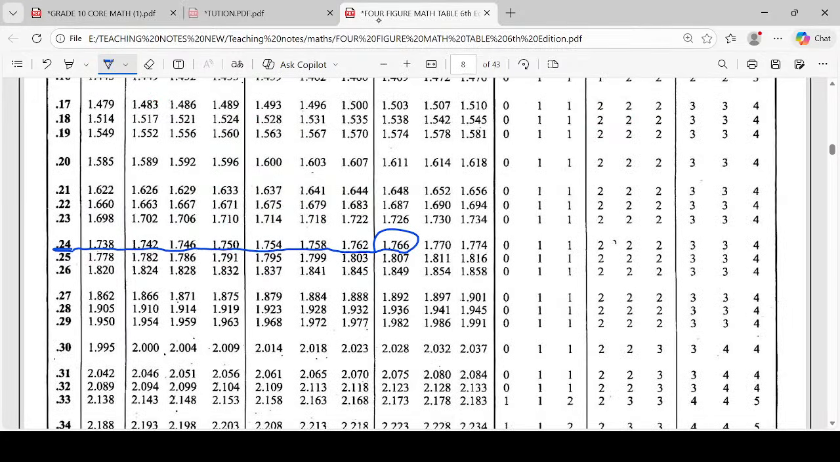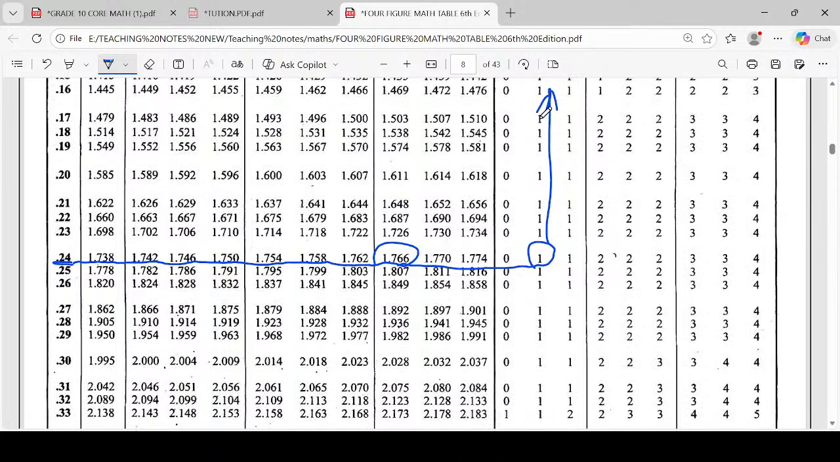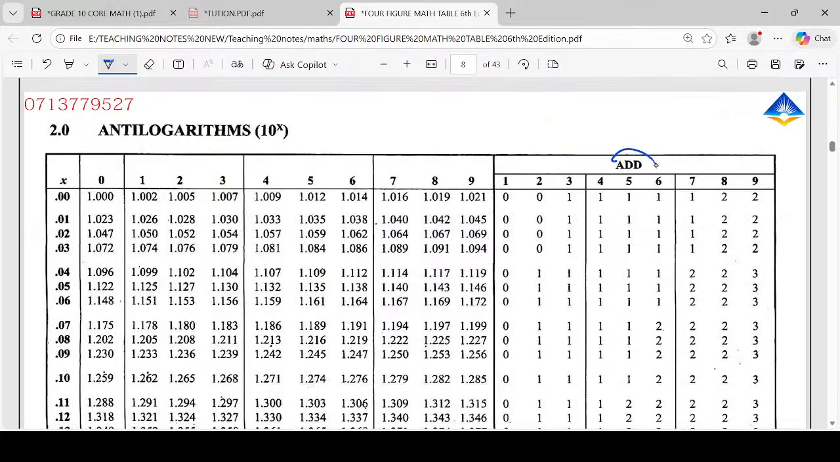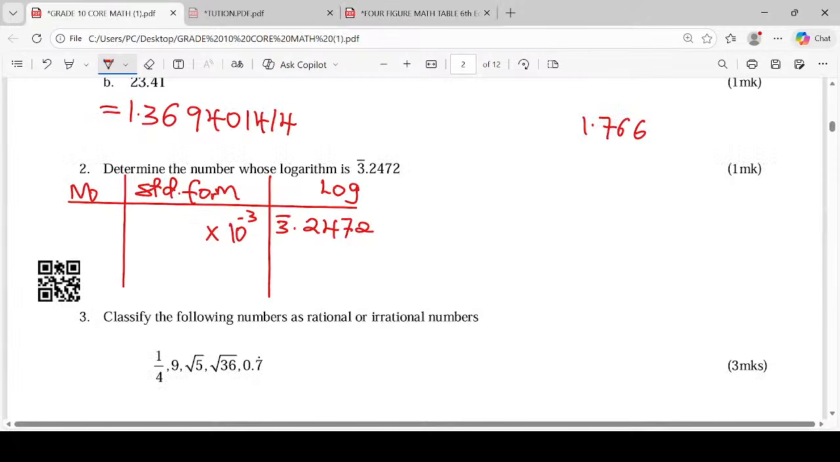We are going to proceed along the same row to number 2. The value here is 1. Then we go up. We want to read, are we going to add or subtract that 1? The rule is at the top here. We've been told to add the 1. So you do the addition of that 1. This will become 1.767.